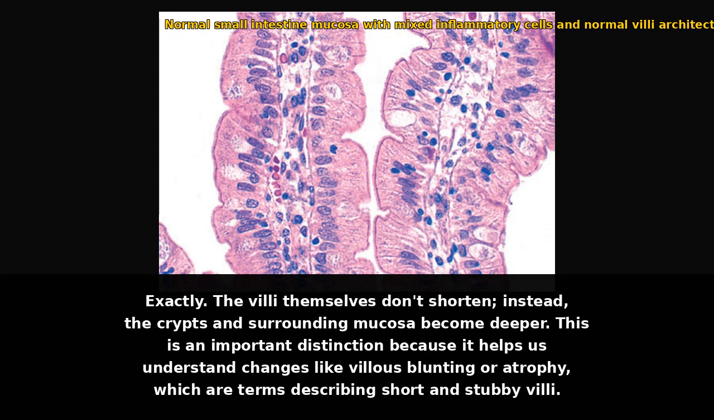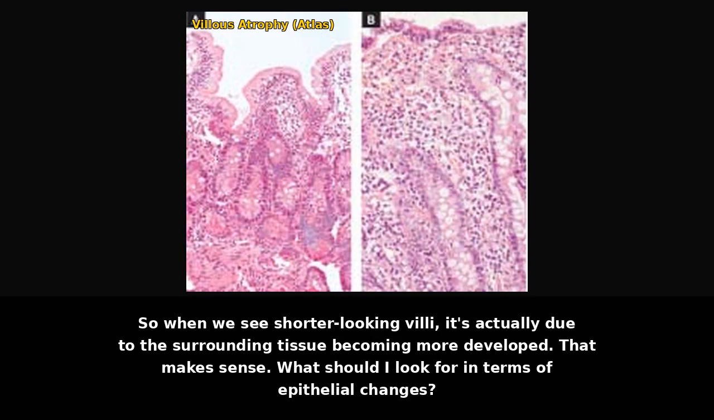Exactly, the villi themselves don't shorten. Instead, the crypts and surrounding mucosa become deeper. This is an important distinction because it helps us understand changes like villus blunting or atrophy, which are terms describing short and stubby villi. So when we see shorter looking villi, it's actually due to the surrounding tissue becoming more developed.